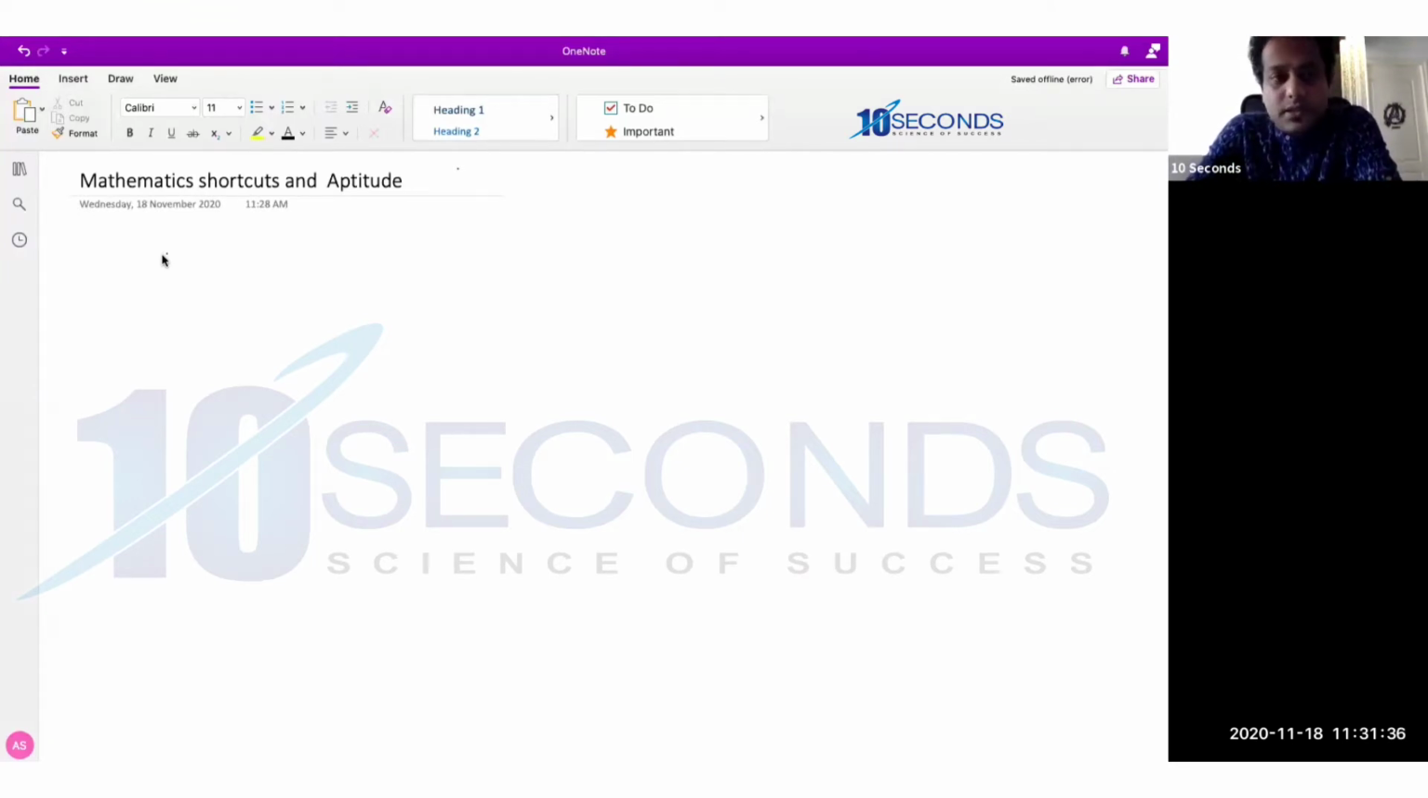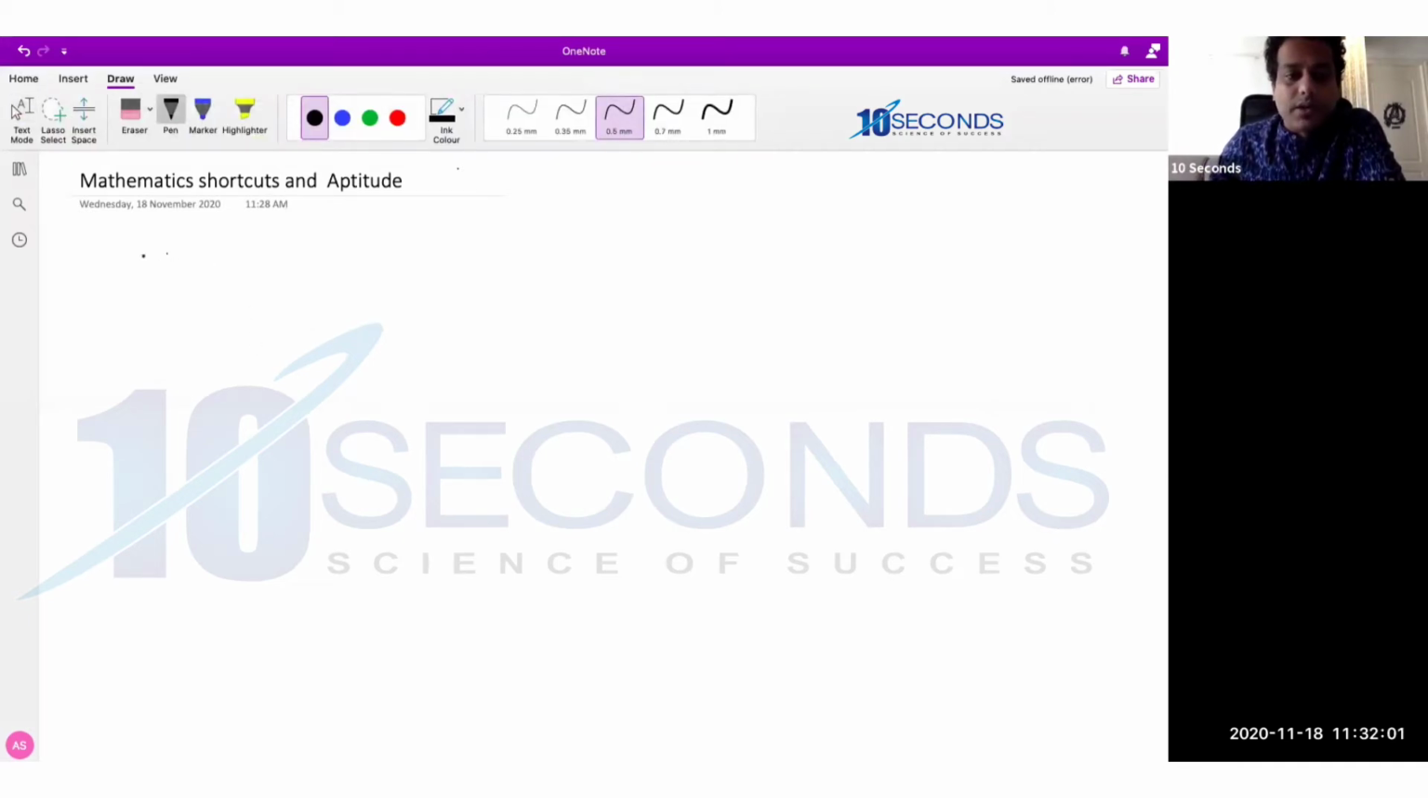Welcome back, guys. Today, let me take multiplication shortcuts. A few multiplication tricks: how to multiply two same numbers fast, how to multiply two different numbers fast, how to do it without pen and paper, and how to save time while multiplying. Okay, so let's take multiplication shortcuts.